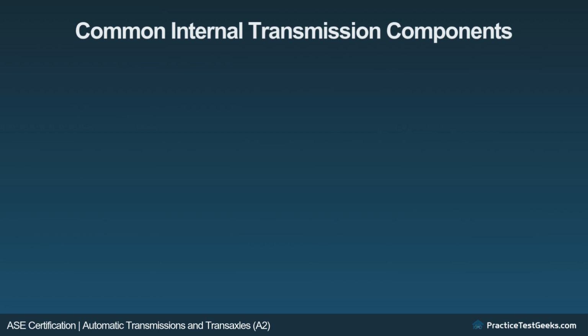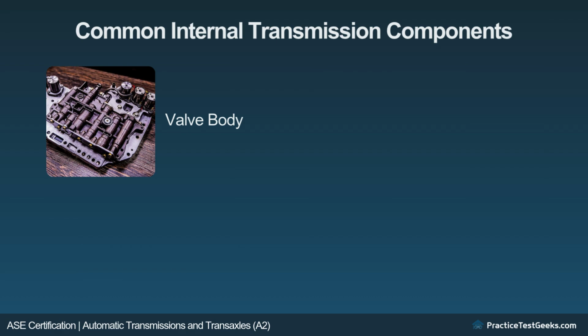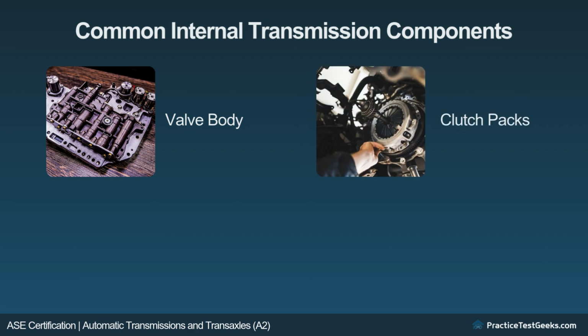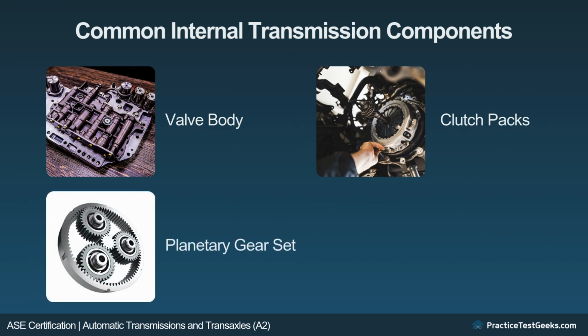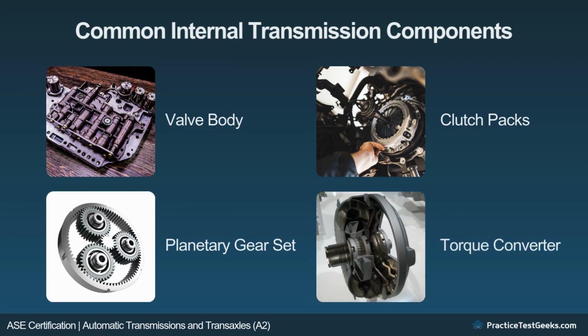Common internal transmission components. Valve body. The valve body regulates the flow of transmission fluid to different components, such as the clutch packs. It acts as the brain of the transmission, controlling fluid direction and pressure. Clutch packs. These are made up of multiple friction discs and steel plates that engage or disengage gears as needed. Planetary gear set. The planetary gear set provides different gear ratios and is the core component of the transmission's gear shifting ability. Torque converter. The torque converter transfers power from the engine to the transmission using fluid. It is a critical component for automatic transmission operation.